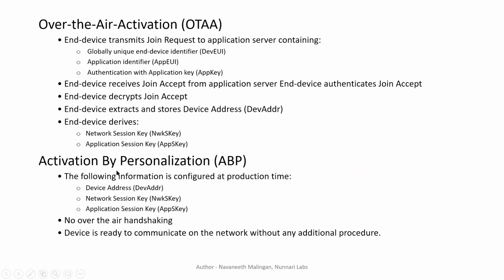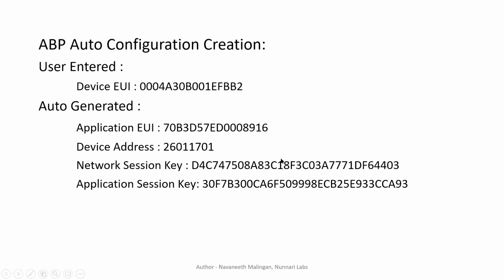And second, activation by personalization. In production itself, you feed in the device address, network session key, and app session key, and there is no handshaking. The device is ready to communicate. So once the device is on, it can readily connect to the LoRaWAN gateway, but it is restricted to only one network because we have generated keys for only one network, right? But OTAA can be joined to any network. Okay, that's the difference.